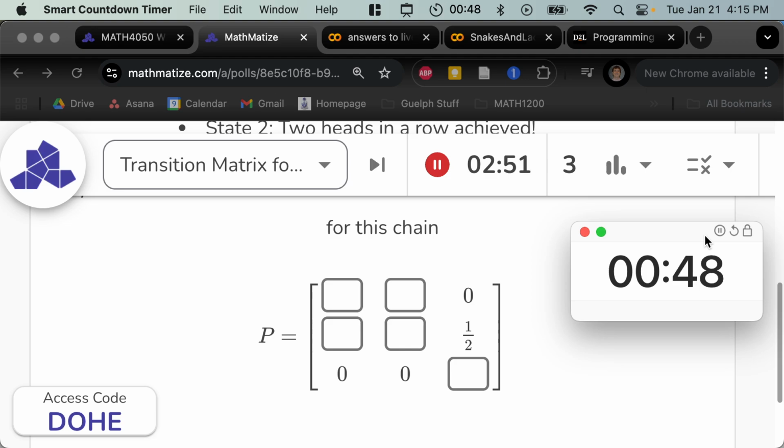Is the Markov transition matrix the same thing as the probability transition matrix? Yes, it's the same thing.